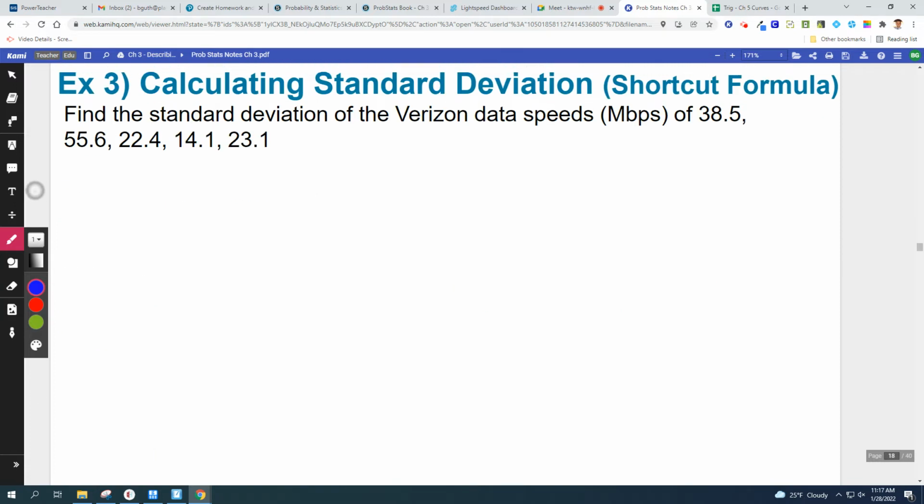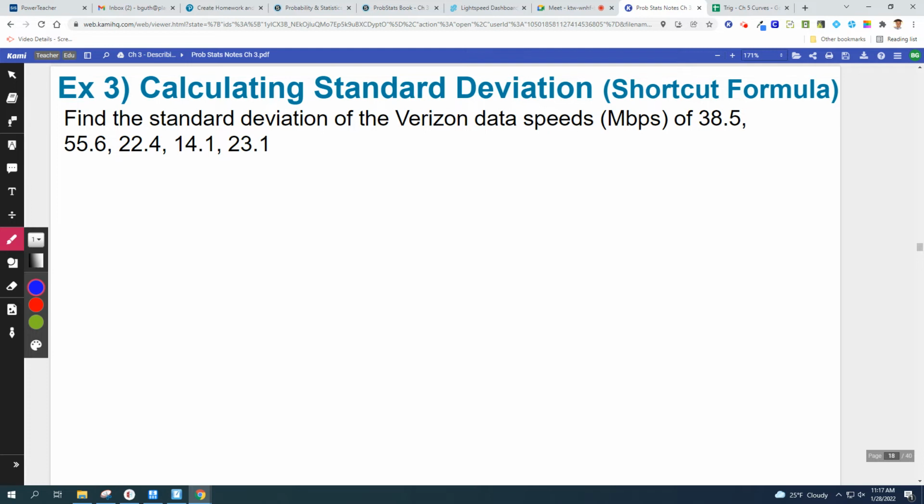Number 3. Okay, so this says let's do the shortcut formula. The shortcut formula, and so remember the shortcut formula. I know you don't have it memorized, but that was the square root of n times sigma x squared minus sigma x squared all over n times n minus 1. Okay. So it's kind of the same deal. You're just trying to recreate this formula.